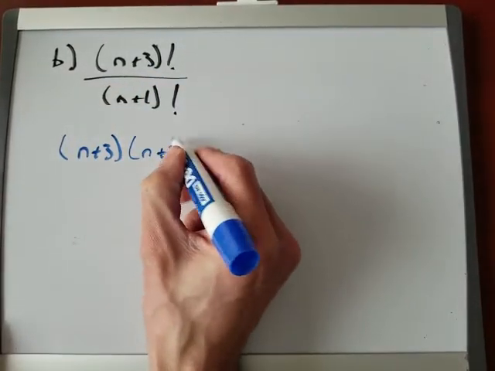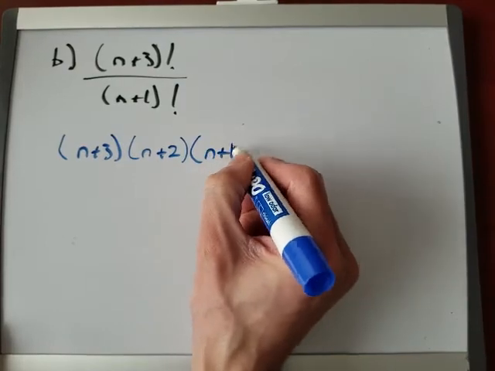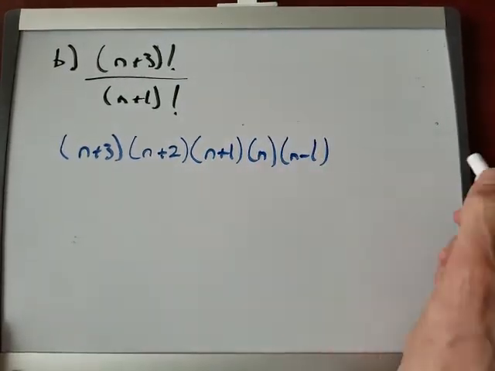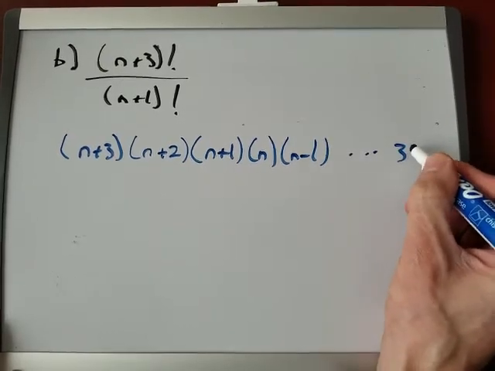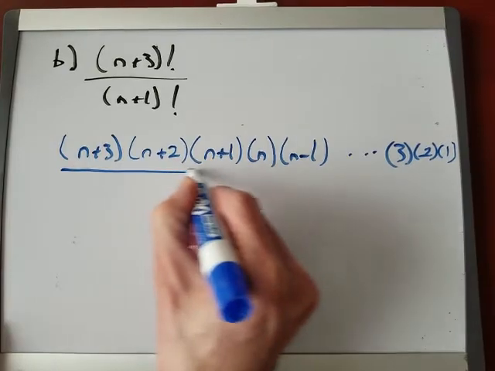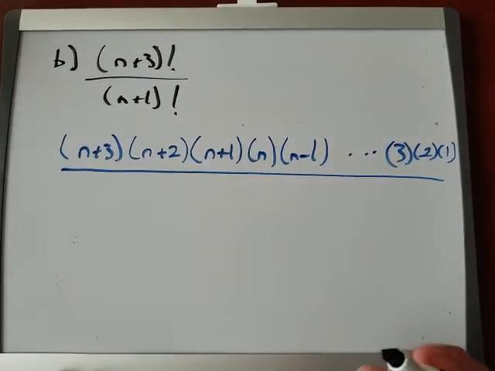smaller, it'd be n plus 2. Then go 1 smaller, n plus 1. You could have then an n. You could have an n minus 1, n minus 2, n minus 3, and it always goes down to 3 times 2 times 1. Now, what would the denominator look like? And I want you to watch where I'm going to start to write.